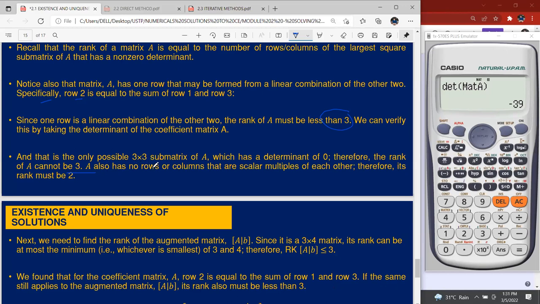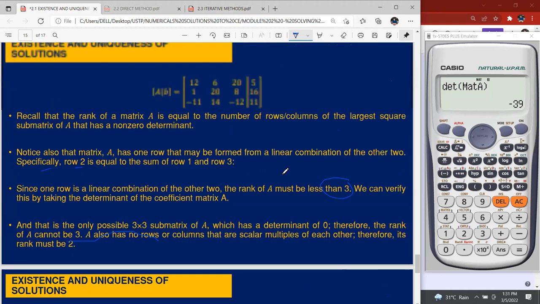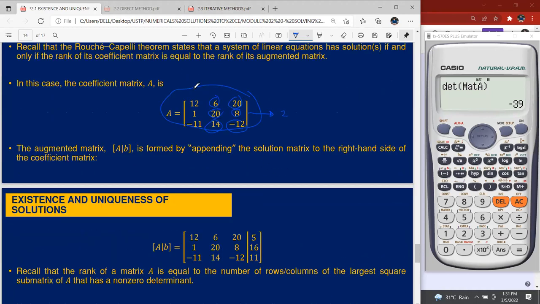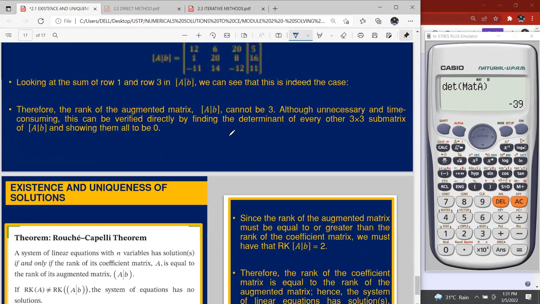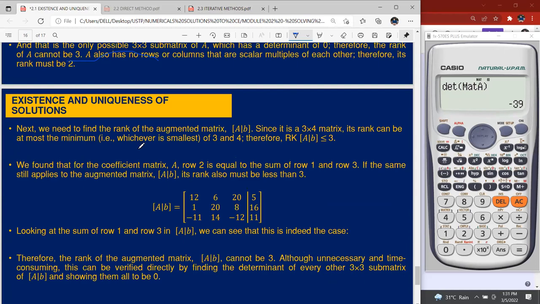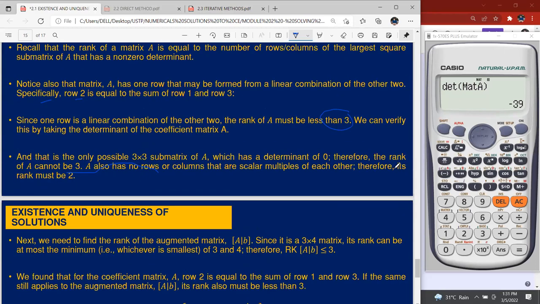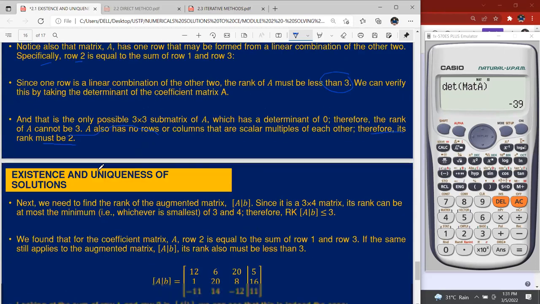A also has no rows or columns that are scalar multiples of each other. 12 times 6, 6 times 2, 12. So dili siya scalar multiple. Therefore, its rank must be 2.